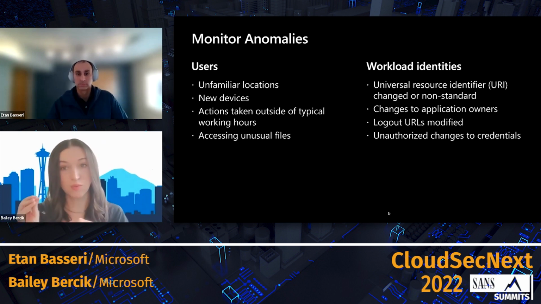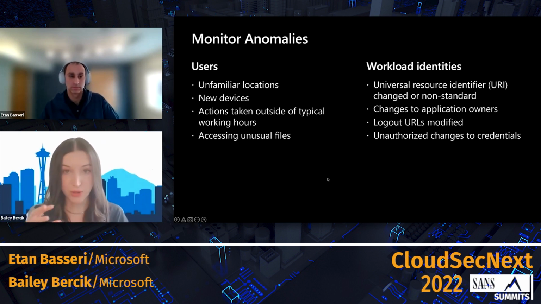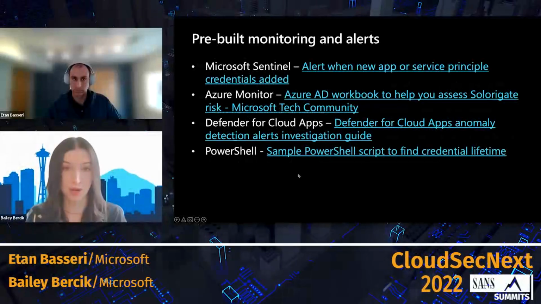And similarly, on the workload identity front, you want to monitor for changes that seem a little weird. If there's any change to the URI of an app, you want to make sure that an end user potentially isn't getting phished, and that the app isn't being redirected to something potentially malicious. If there are changes to application owners done outside of normal processes, something you're not aware of, that could also be indicative of something you would need to go look into. If logout URLs are modified, and of course, if there are unauthorized changes to those credentials, similarly as you would monitor for an end user.